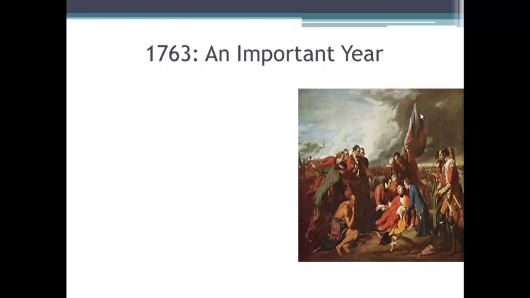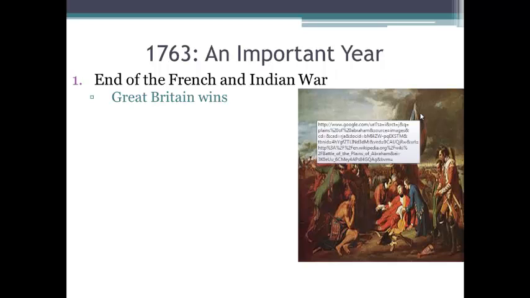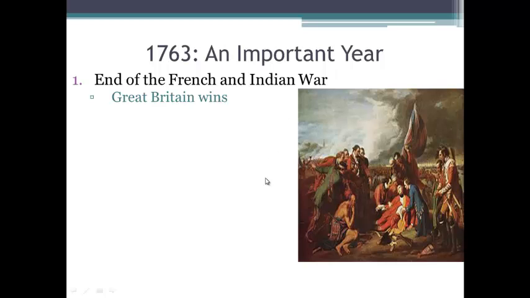All right, so ladies and gentlemen, 1763, an important year that we have to know when we're understanding the causes of the American Revolution and the actual revolution itself. The first thing we have to know is the end of the French and Indian War. So some basic things about the French and Indian War. We know that it's between the French, Native Americans, against the British, representing the American colonists.